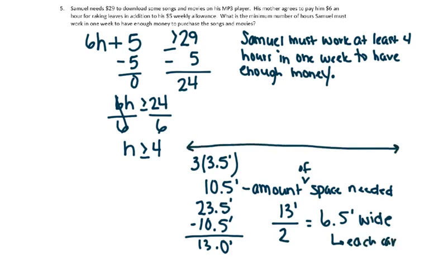So we're saying he has to work at least 4 hours. More than 4 hours would be ideal, but he needs to work at least 4 hours. And since we have a greater than or equal to symbol, we're going to put a closed circle at that 4. And we're going to point that arrow toward the right side of our graph to show that it's increasing. So greater than or equal to 4 hours is what Samuel must work in order to have enough money to download those songs and movies onto his MP3 player.